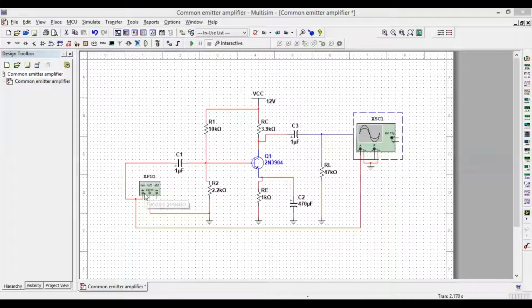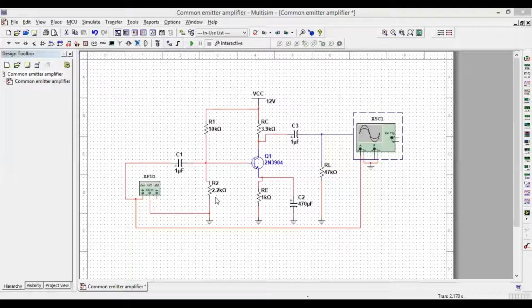So we have a function generator and we have the oscilloscope. We can analyze the output by means of this oscilloscope, and an AC signal will be provided by means of this function generator. If we look at this circuit, we have the coupling capacitors, we have the bypass capacitor, and we have the voltage divider circuit R1 and R2. They form a voltage divider circuit, and it is used for biasing of the transistor.